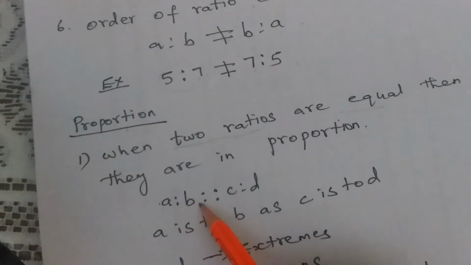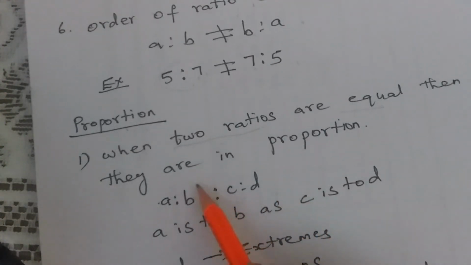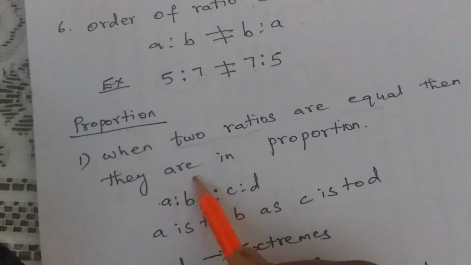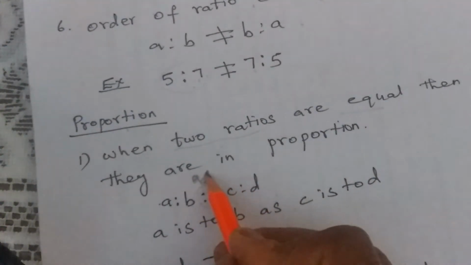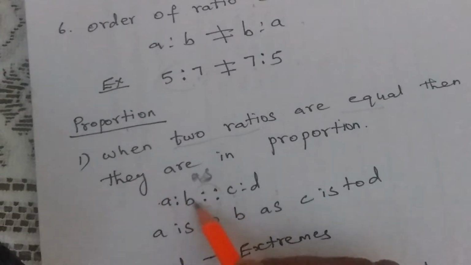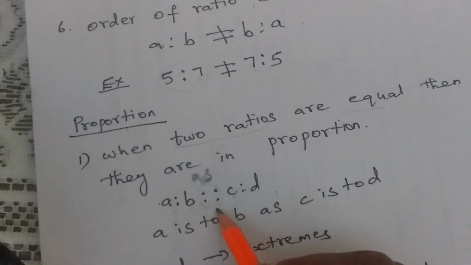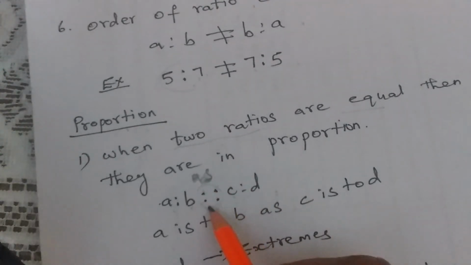That is, A:B, we put 4 dots, C:D. We read it as A is to B as C is to D. We can put an equal to sign, or we put 4 dots. We don't read "is to" for the 4 dots; we read it as "as". So A is to B is one ratio, C is to D is another ratio. We are equating two ratios using this proportionality symbol. For "is to" we put 2 dots, and for proportion we put 4 dots and read it as "as".